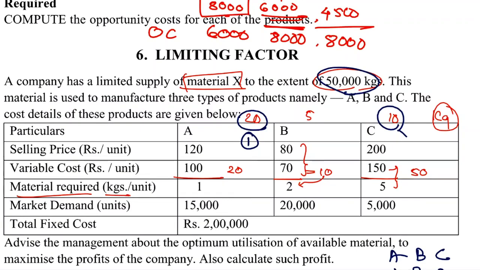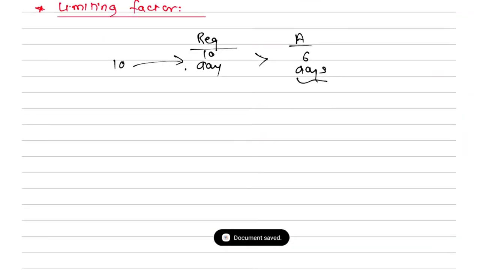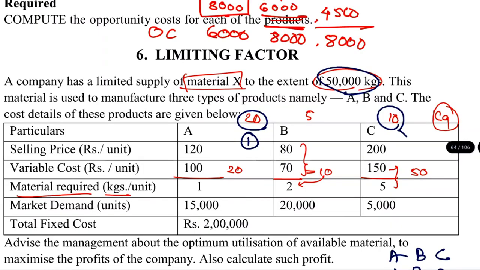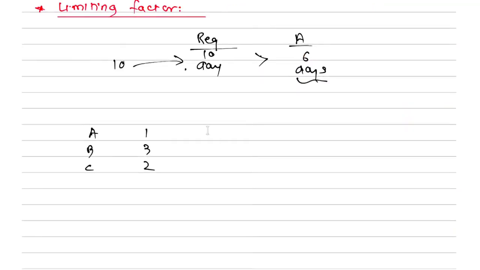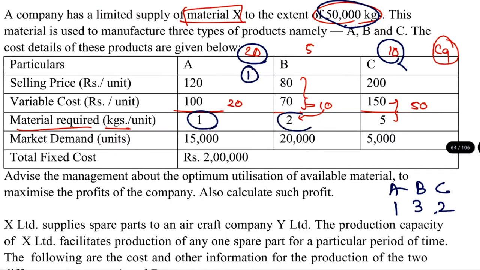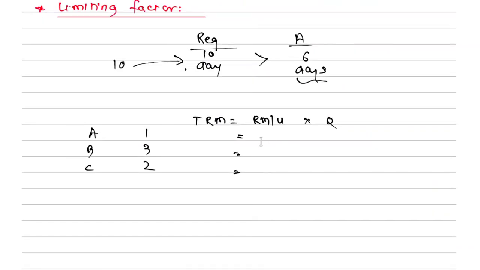Understood? Acha, you will make it like this. I have A, B, C. What ranking did you get? It was 1, 3, 2. Then I just say that total raw material used is equal to raw material per unit multiplied by quantity. Let me write down the raw material per unit. What is the raw material per unit? 1, 2 and 5. Every unit requires 1, 2 and 5.